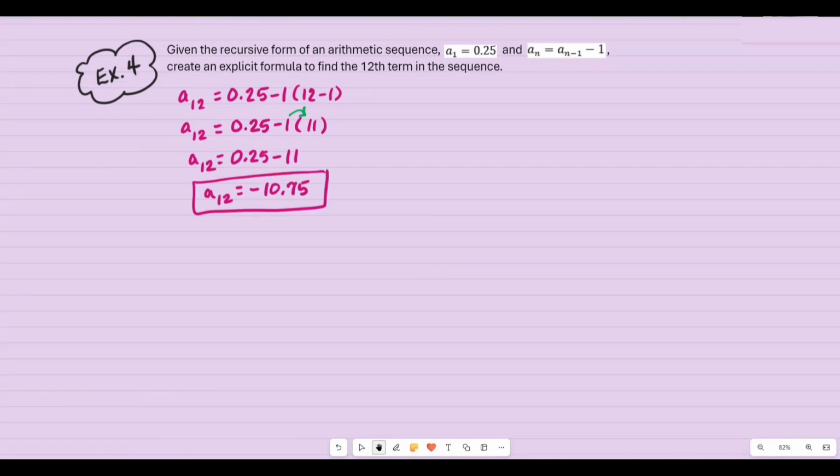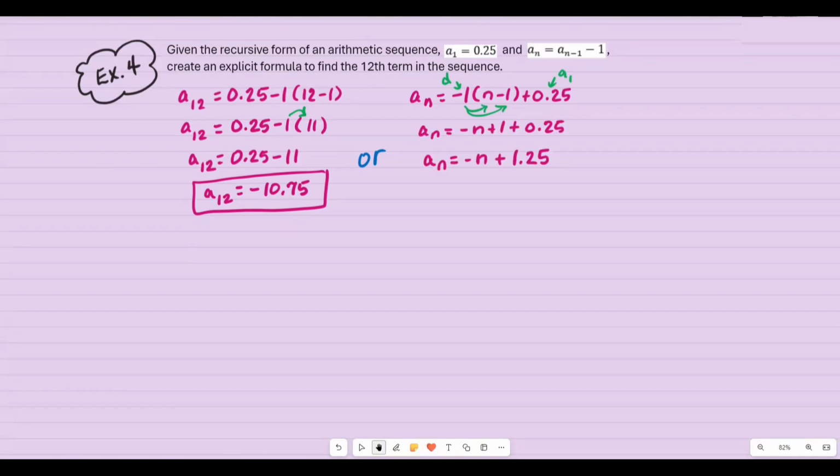So that's one way to do it. Or you could have rewrote the explicit formula with d first, and then you distribute it as a sub n is equal to negative 1 times the quantity of n minus 1 plus 0.25. And now you would just distribute and continue simplifying. So when you get to this point, now you can substitute whatever term was given to you. In this example, it was 12. So I am going to replace my n's with 12. So every time I see an n, I'm going to replace it with a 12. And then I'm just going to follow the math operation.